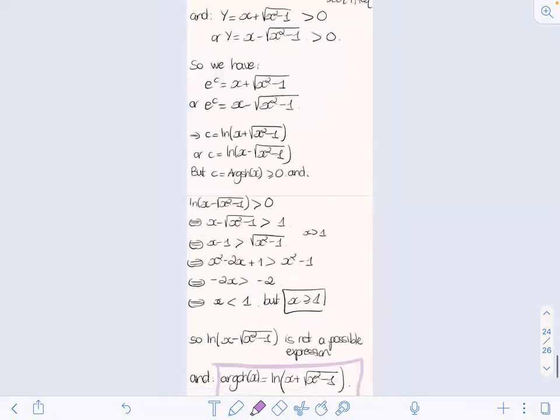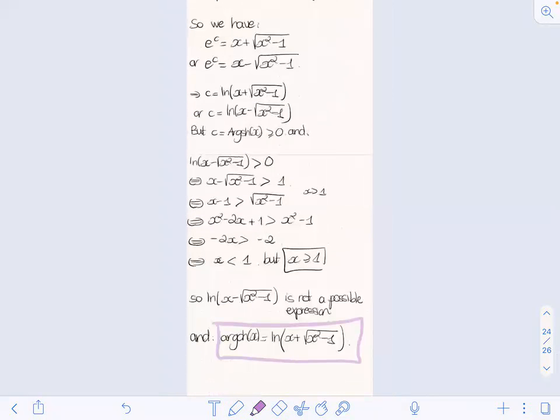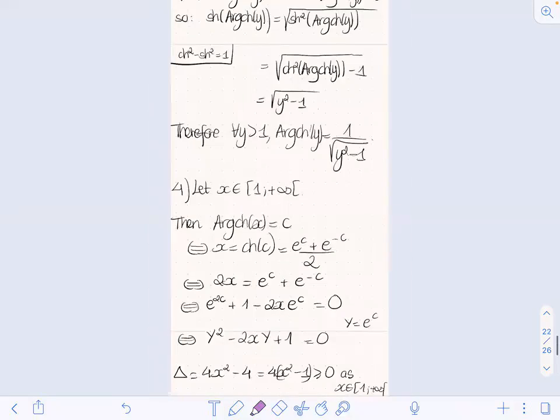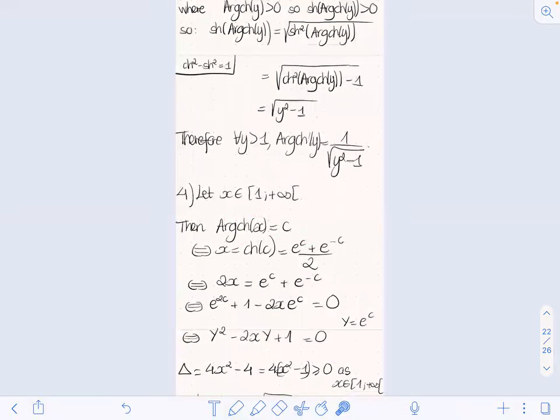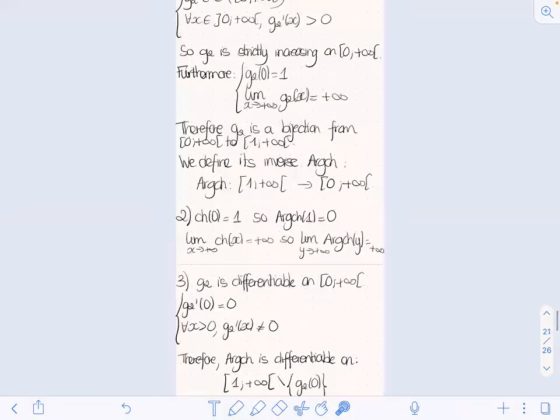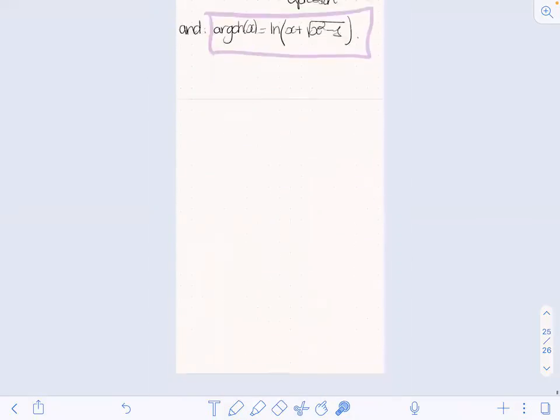Excuse me. I'm not sure. How do we know that ln of x minus square root of x minus 1 is positive? Oh yeah, that's a good question. What we've done is we've set c equal to argch of x, and argch of x, by definition, it maps from 1 plus infinity to 0 plus infinity. So the values that it maps to should be positive.